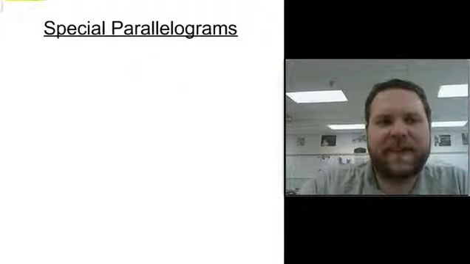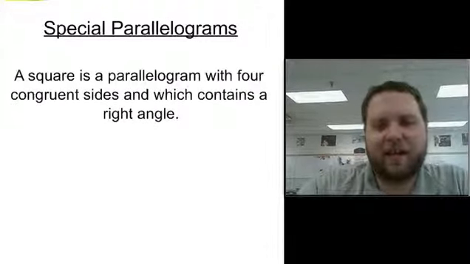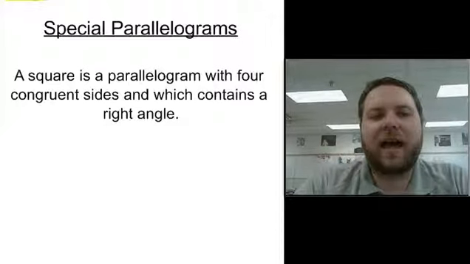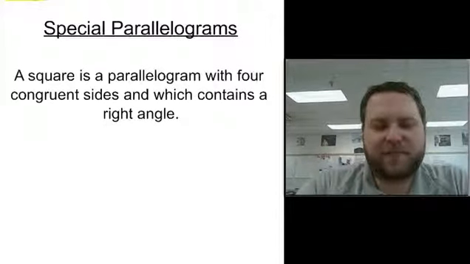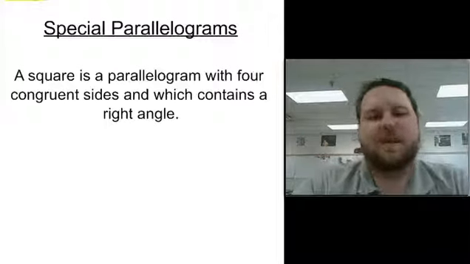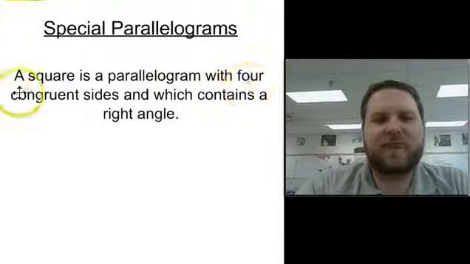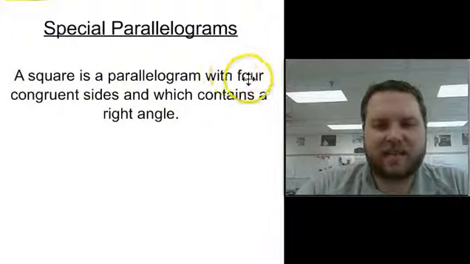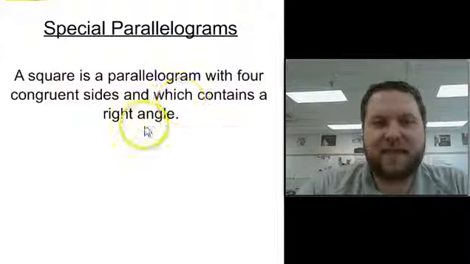All right, our last figure that we're going to look at is a square. And again, this is one that you've been dealing with for many years now. But a square, in terms of how we're discussing things now, is a parallelogram with 4 congruent sides, which also contains a right angle. So if you stop and think about that, a square is a parallelogram, but it's also a rhombus. Our definition for a rhombus was that it has 4 congruent sides, so a square is just a type of rhombus. It's a type of rhombus which contains a right angle.